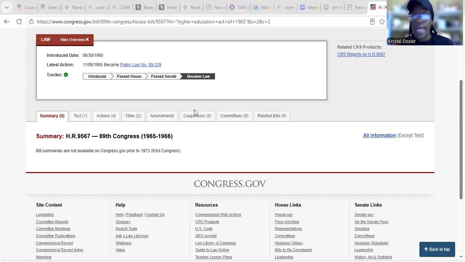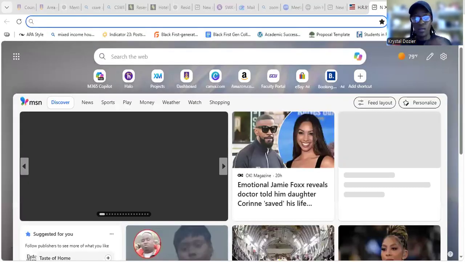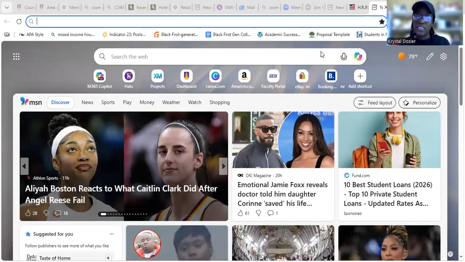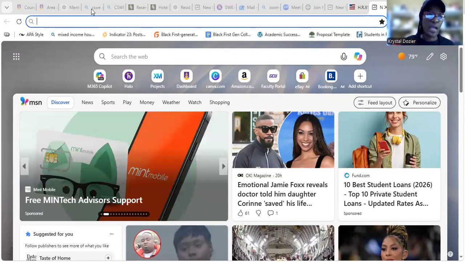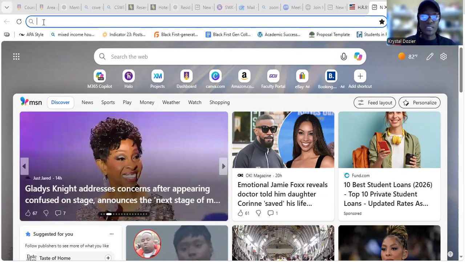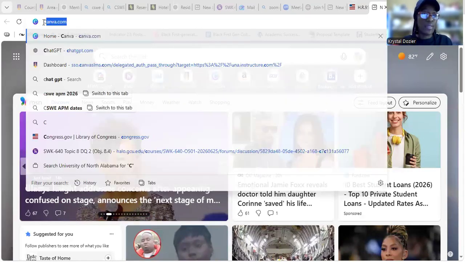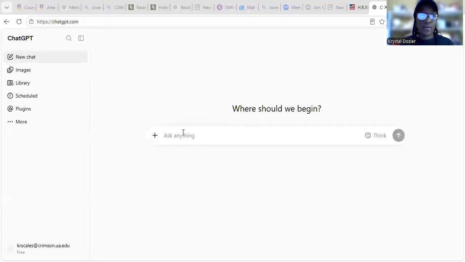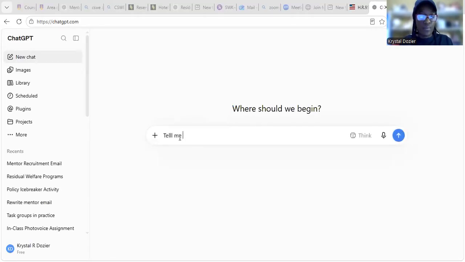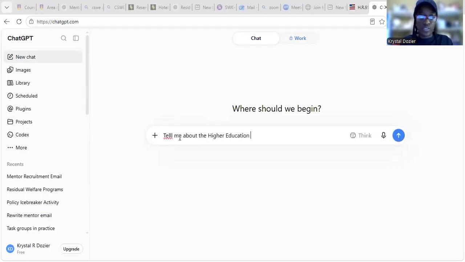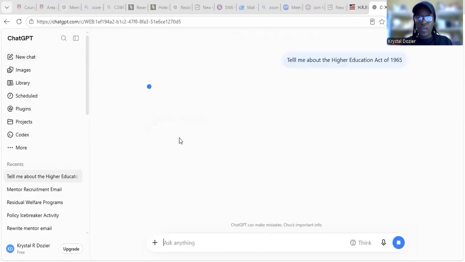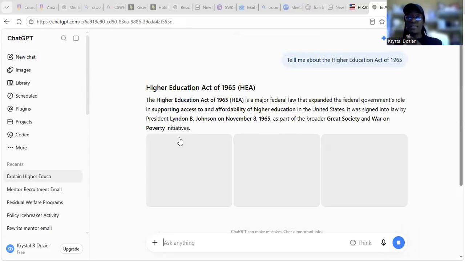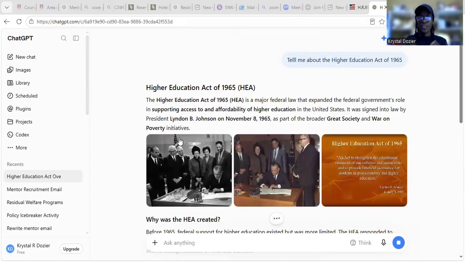I could Google it. I know about the Higher Education Act of 1965. That's why it was easy for me to attach it to first generation college students. This is also another way that I say that we could ethically use AI, right? So I would type in, tell me about the Higher Education Act of 1965.